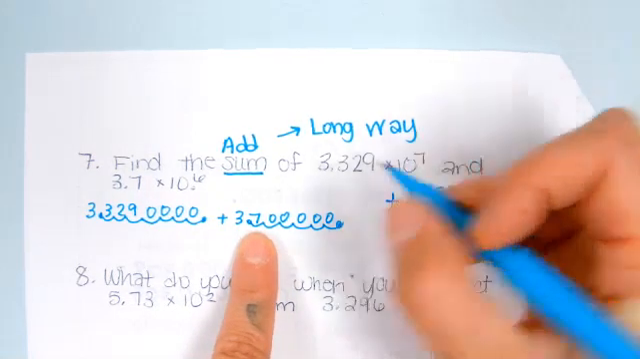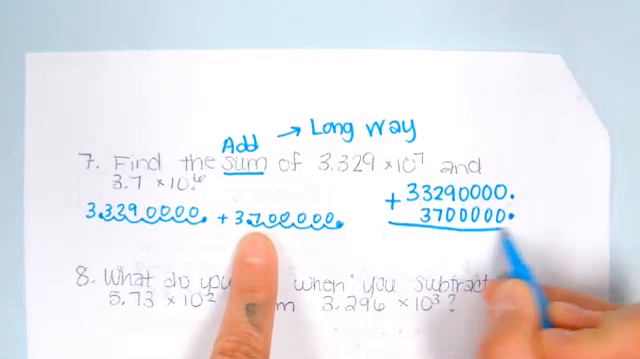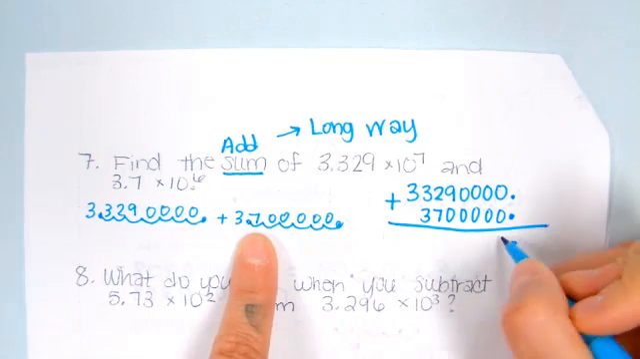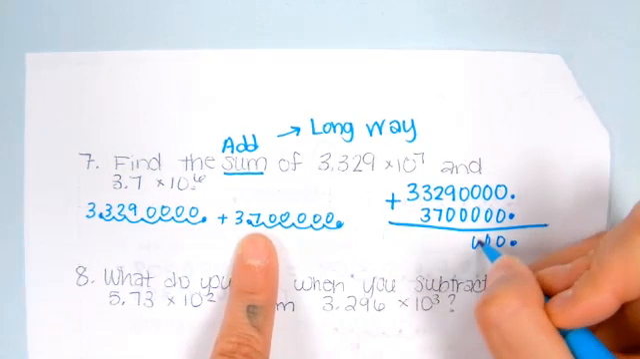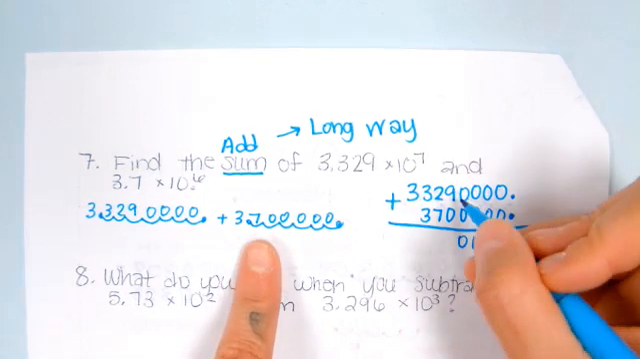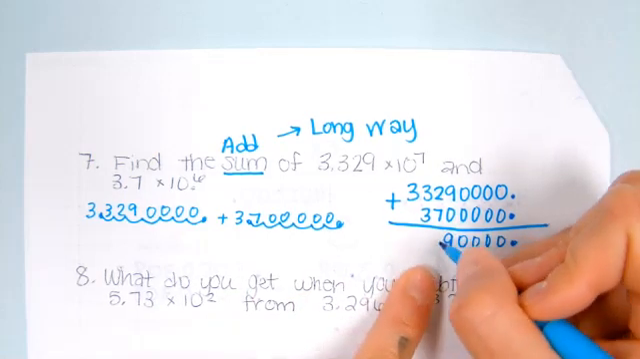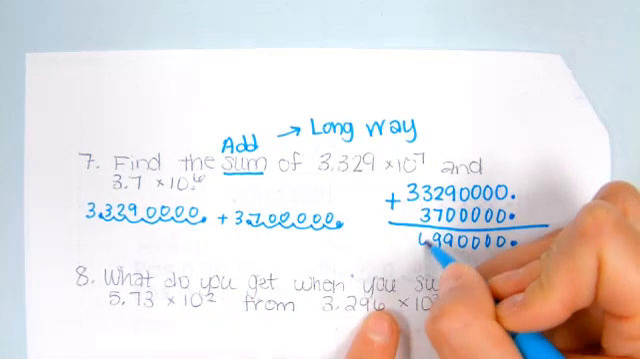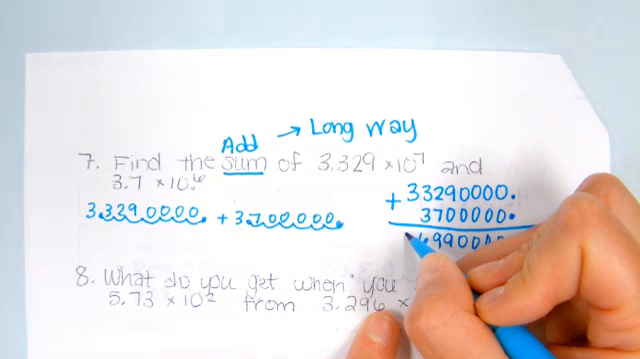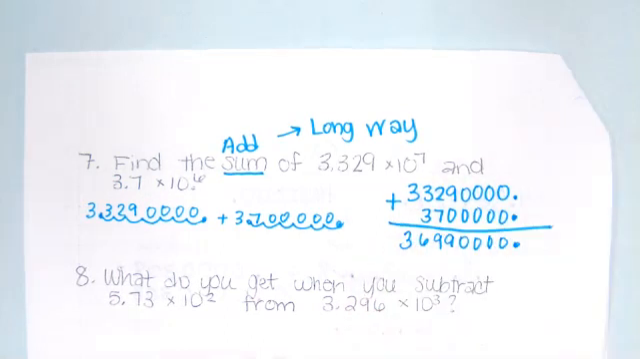And we're adding. Sum means add. So adding them up, all these columns are 0. And then we get a 9. Then what do we get? A 9 and then a 6 and then a 3. That's the answer in standard form.